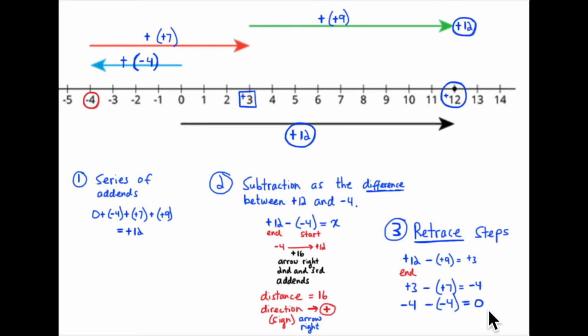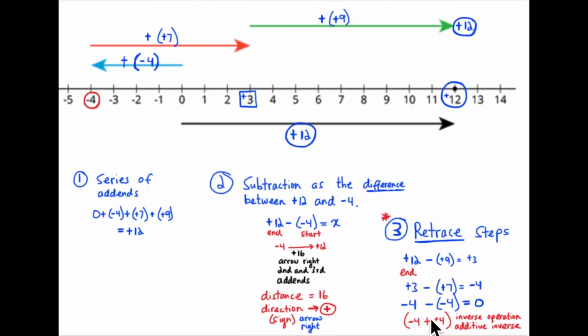And one last thing to note is that this -4 minus a -4, to get back to 0, you can change this to addition. So using the inverse operation and using the additive inverse of -4, which is +4, you get back to 0. So whenever you take a value and you add its additive inverse, in this case +4, it equals 0.